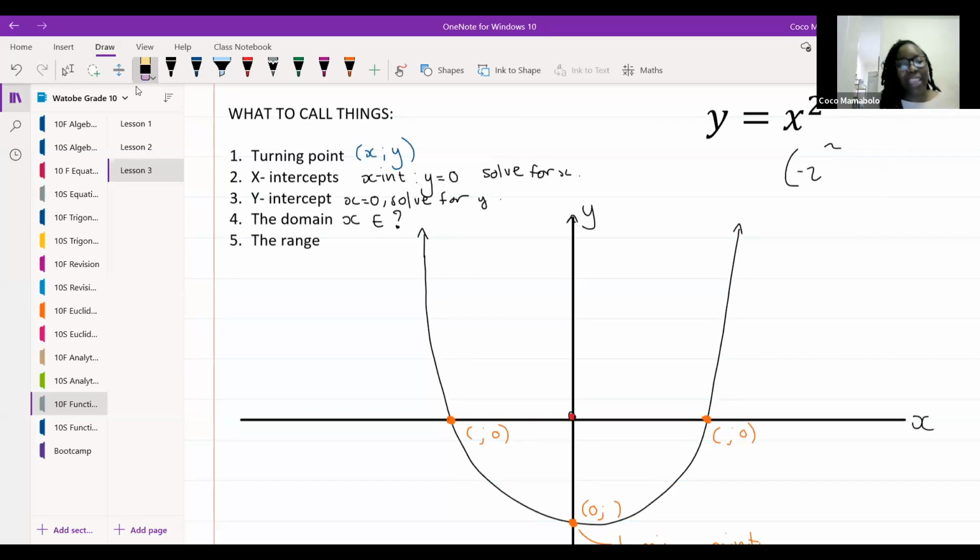The point I'm getting at, guys, is that all the numbers that we put in here are going to give us an answer for X. So what we can say for our domain is that X is an element of all real numbers. There is no number that's not going to give you an answer. All the numbers are going to give you an answer. So we can write then that X is an element of all real numbers.